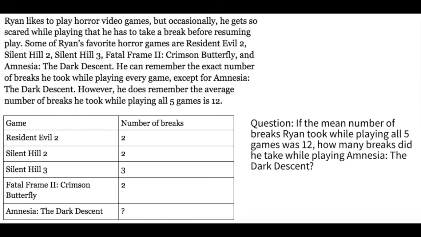Ryan likes to play horror video games, but occasionally he gets so scared while playing that he has to take a break before resuming play. Some of Ryan's favorite horror games are Resident Evil 2, Silent Hill 2, Silent Hill 3, Fatal Frame 2: Crimson Butterfly, and Amnesia: The Dark Descent. He can remember the exact number of breaks he took while playing every game except for Amnesia: The Dark Descent. However, he does remember the average number of breaks he took while playing all 5 games is 12. Question: if the mean number of breaks Ryan took while playing all 5 games was 12, how many breaks did he take while playing Amnesia: The Dark Descent? So now's your chance to pause the video, try to figure this out, and whenever you're ready, we'll go over the answer.